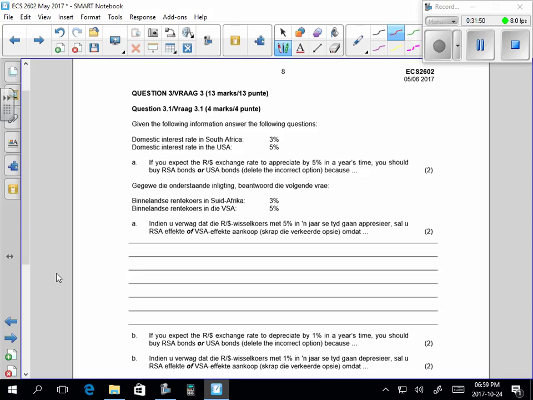All right, the next question. Given the following information, answer the following questions. We've got the domestic interest rate in South Africa, 3%. Domestic interest rate in the US of 5%. If you expect the rand to appreciate by 5% in a year's time, would you buy South African bonds or American bonds? Okay, so let me explain how this works quickly.